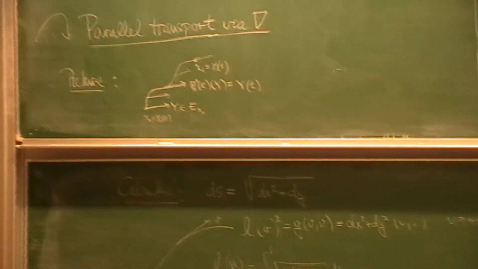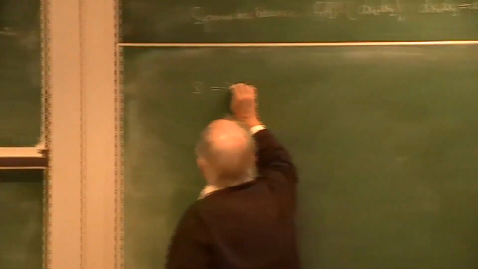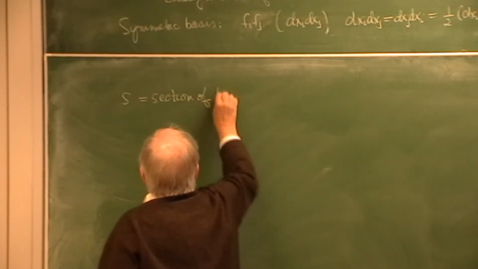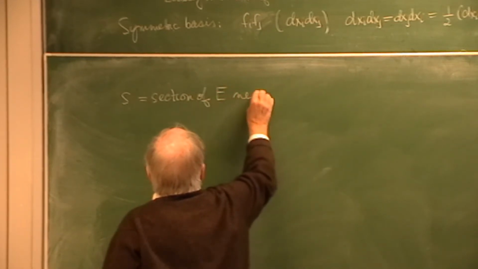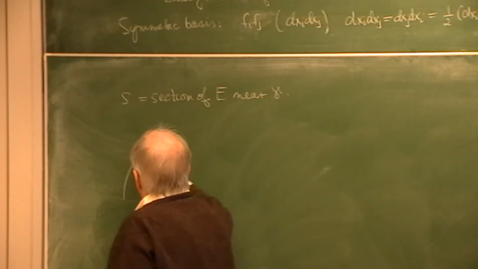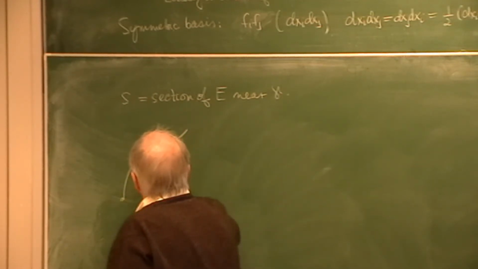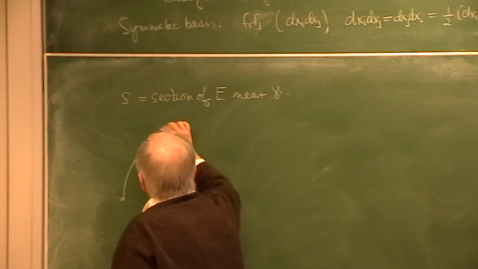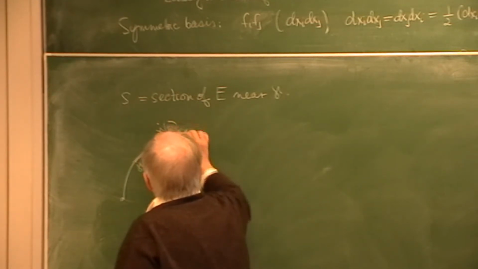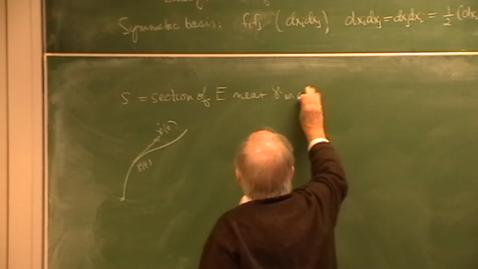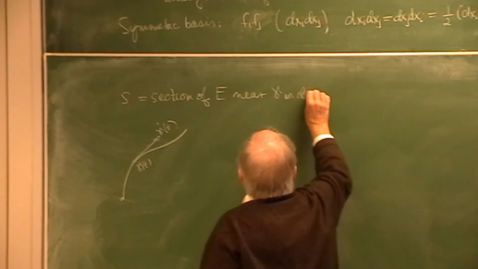So let S be a section of the vector bundle defined near the curve gamma. So here's the curve gamma. Here's a point gamma of t. Here's a tangent vector, gamma dot of t. This is all in local coordinates, say.